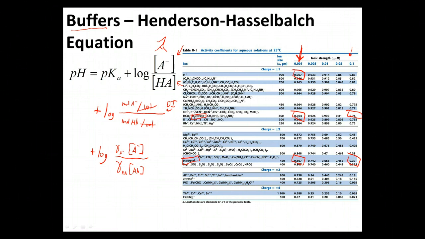Now, what does that mean for us in practice? It means that most of the time we're going to calculate what we want to mix together for our buffer. Then we're going to stick a pH meter in it. Then we're going to add a little bit of acid or base until we get it titrated to the actual pH that we want. That's how we really make a buffer. So mix, measure, and adjust.